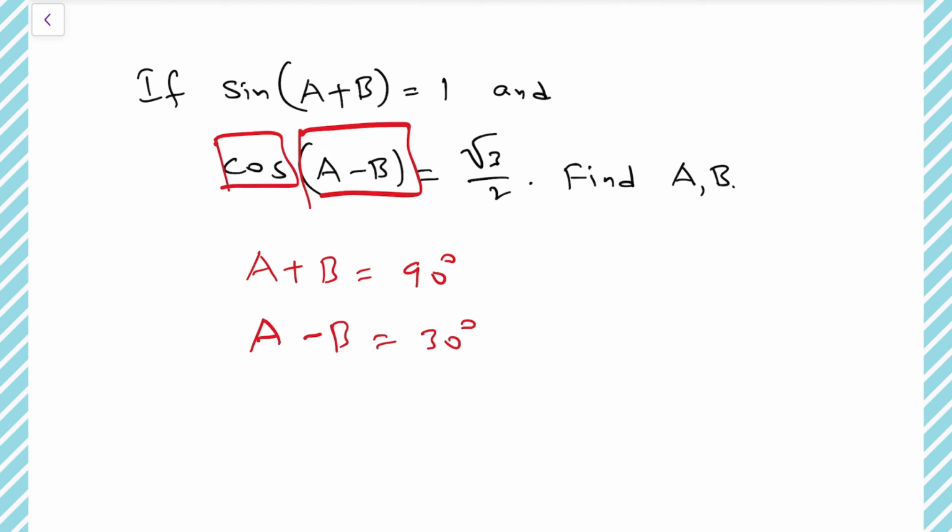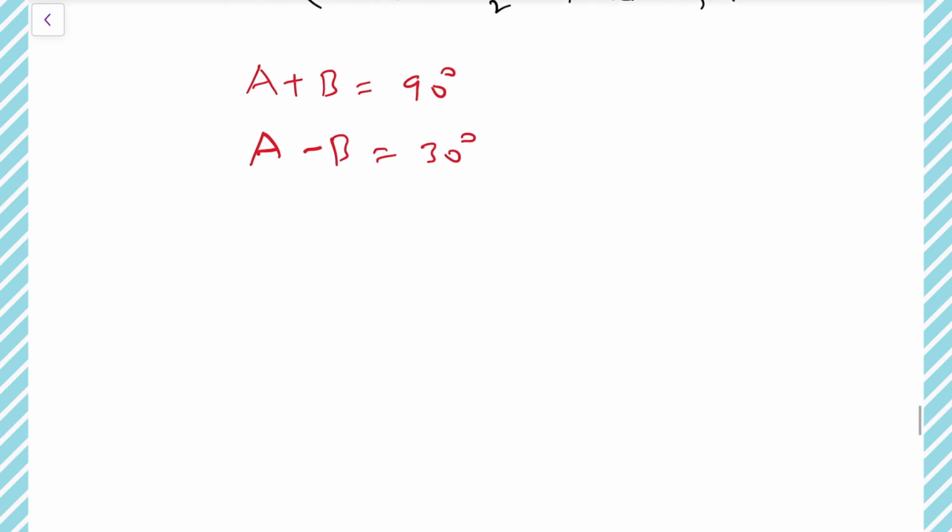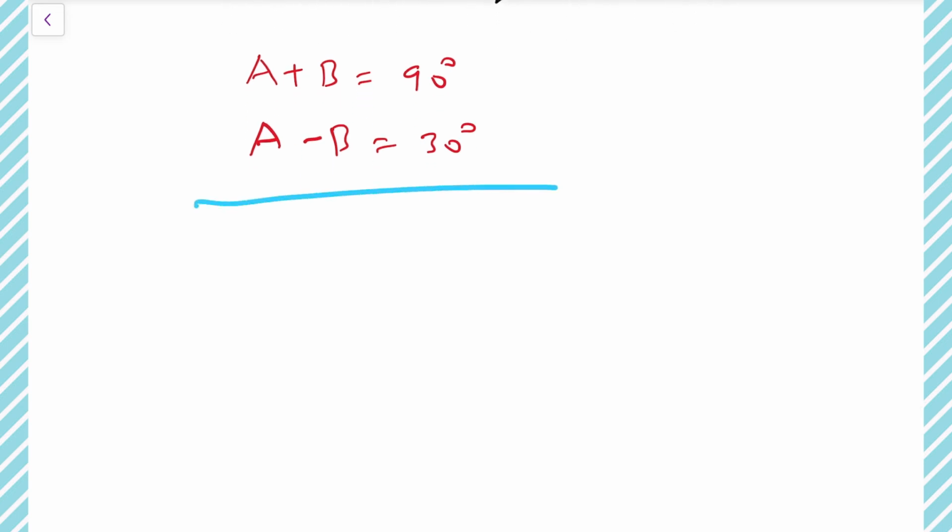Now by solving these two equations, we need to find out the a as well as b values. These two equations I am adding. a plus a is 2a, plus b minus b cancel, equals 90 plus 30, 120. Then a value will become 120 divided by 2, that is equal to 60 degrees. A value is 60 degrees.